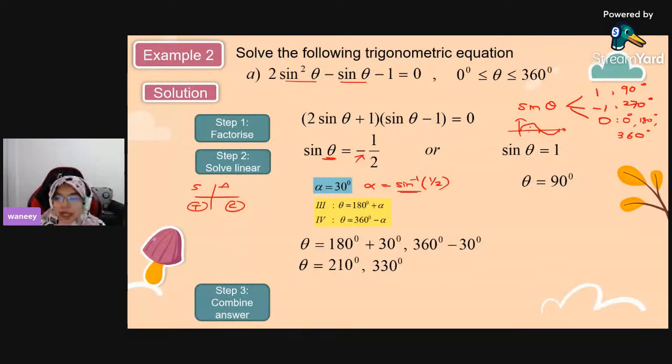So I got my answer on the left hand side, and my answer on the right hand side. Therefore, we will combine them together. So therefore, theta is equal to 90 degrees, 210, and then 330. So we got 3 values over there. Okay, done. Next.